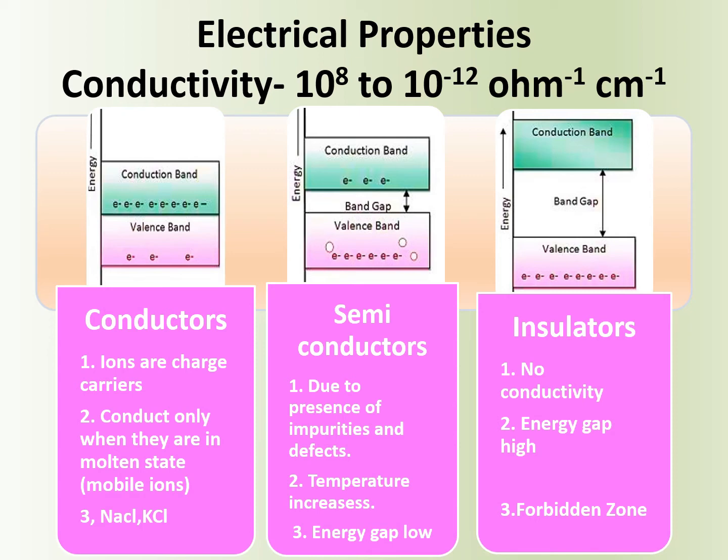Semiconductors. What are semiconductors? In semiconductors, due to the presence of impurities and defects, the electrons jump from the valence band to the conduction band. And by increase of temperature, they can easily jump from the valence band to the conduction band because the energy gap is very small. The example is semi-metals.